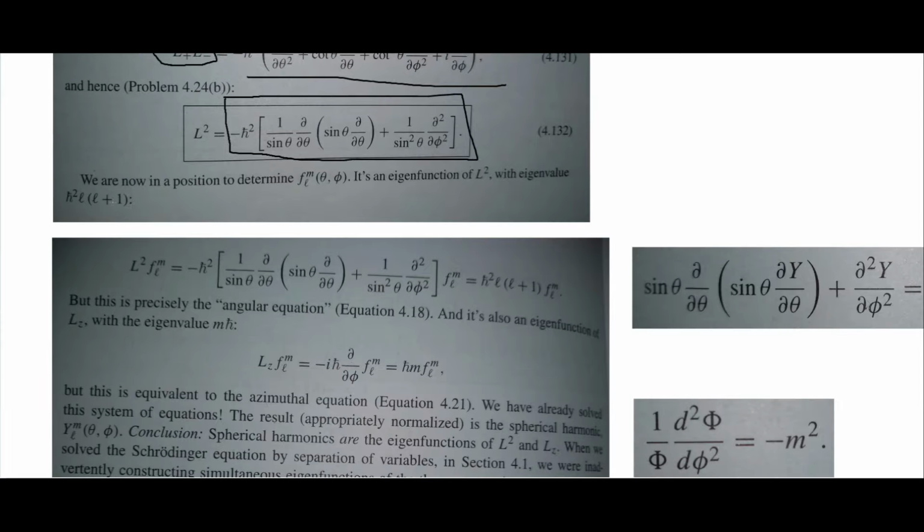All right, and now we're in a position to determine our function. It's an eigenfunction of L squared with the eigenvalue h bar squared times L plus 1. And so that's what we have here. And he says this is precisely the angular equation that we obtained by doing the previous method, which was the analytical method. And he says to go to equation 4.18, which I copied right here.